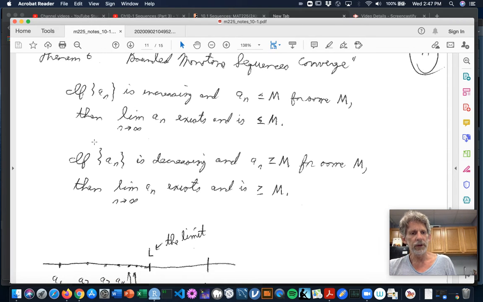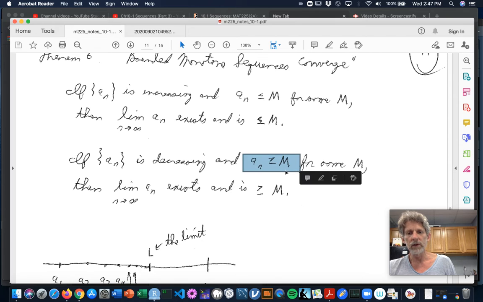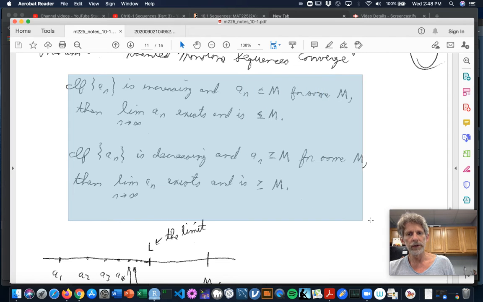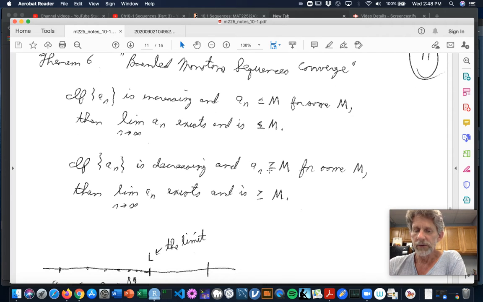On the other hand, suppose that your sequence is decreasing and all of its terms are bigger than some lower bound M. Then also the limit of a_n will exist, and it'll be bigger than or equal to M. Those two statements together are known as the bounded monotone sequences converge theorem. It's a theorem that's proved in more advanced mathematics. Even though it's intuitively true here, it's not something we have the machinery to actually prove.